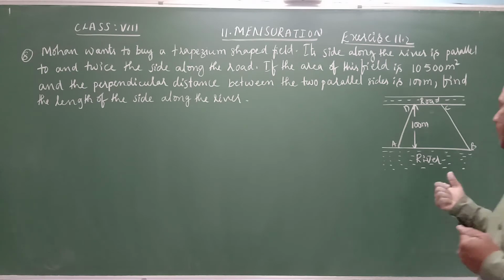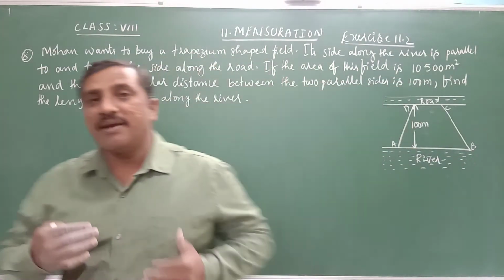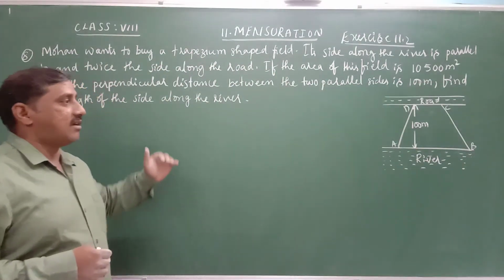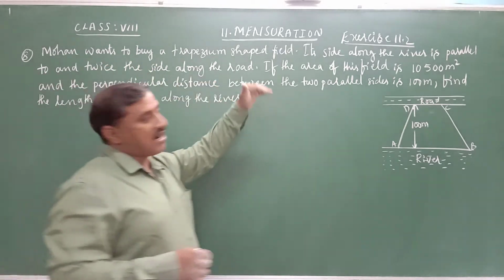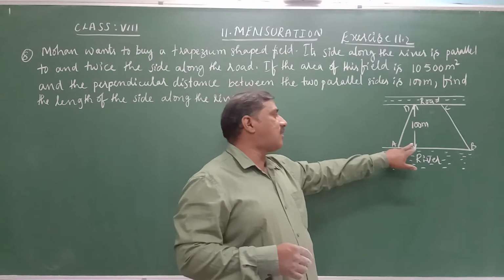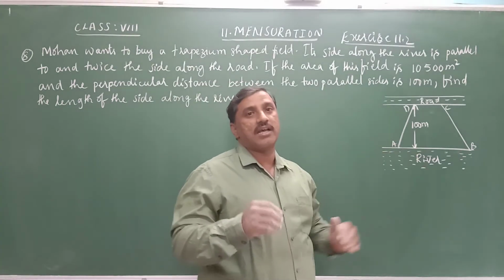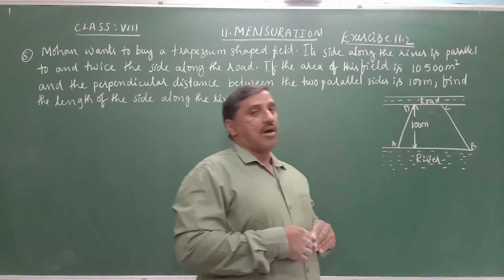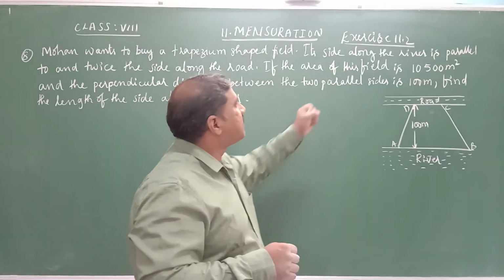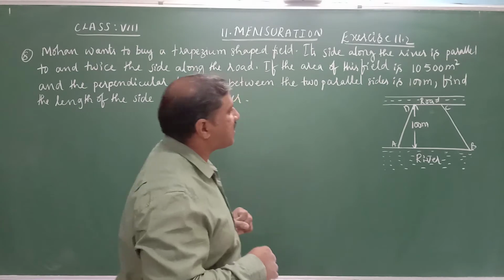So what is given here is a trapezium-shaped field, and the side along the river is parallel to the side along the road, and the length of the side along the river is 2 times, that is double or twice, the side along the road, and its area is given as 10,500 meters square.